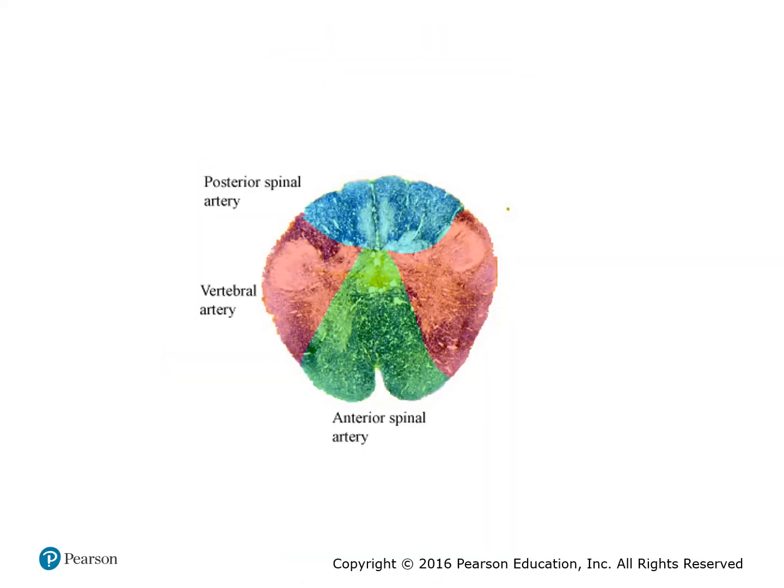Let's look here at the arteries that supply and nourish our spinal cord. You can see the posterior spinal artery is responsible for that light blue area, so that's our dorsal columns, that fasciculus gracilis and cuneatus. The vertebral artery is going to be where that pink area is, and then the anterior spinal artery is going to be where that greenish yellow area is.